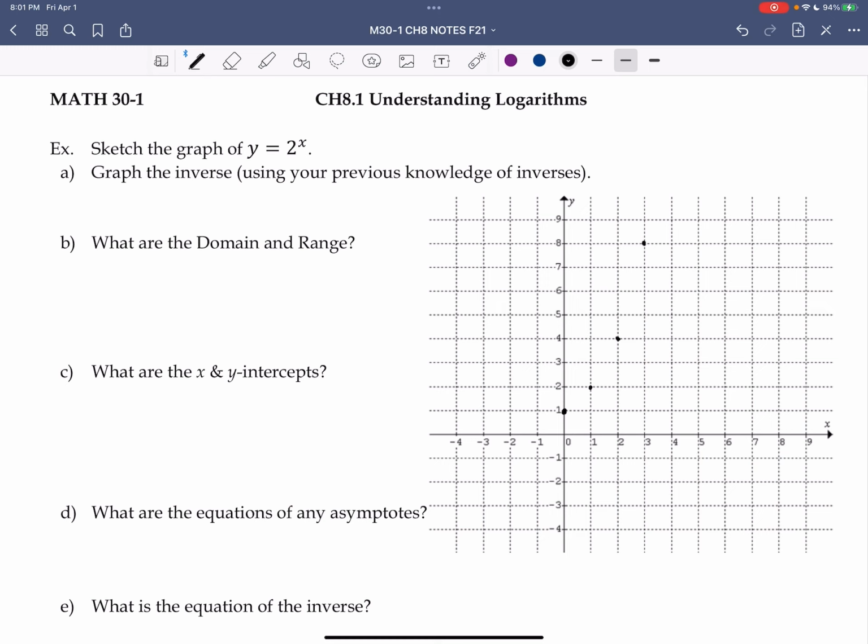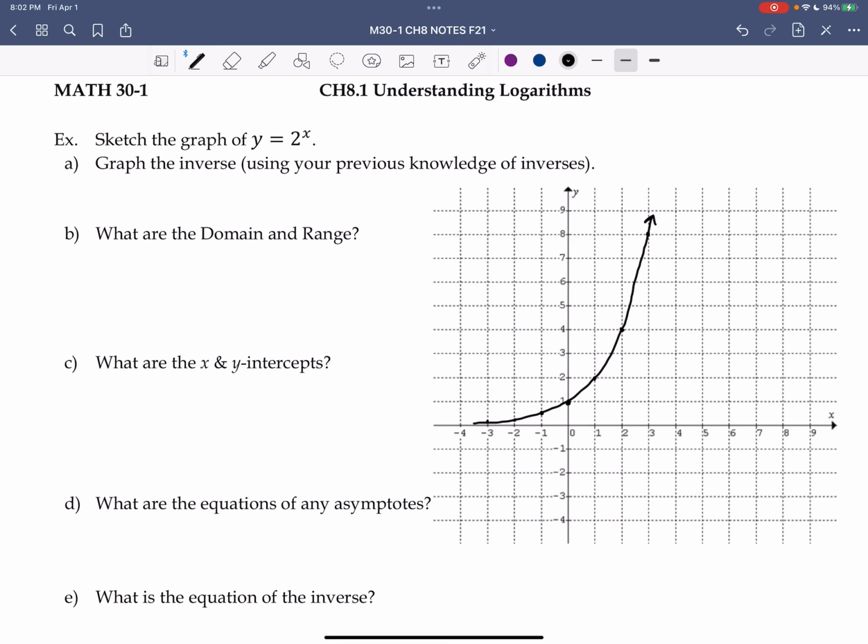Going in the negative direction, 2 to the power of negative 1 is 1/2. 2 to the power of negative 2 is 1/4. And 2 to the power of negative 3 is 1/8. Join those points together. And there's our graph of y equals 2 to the power of x.